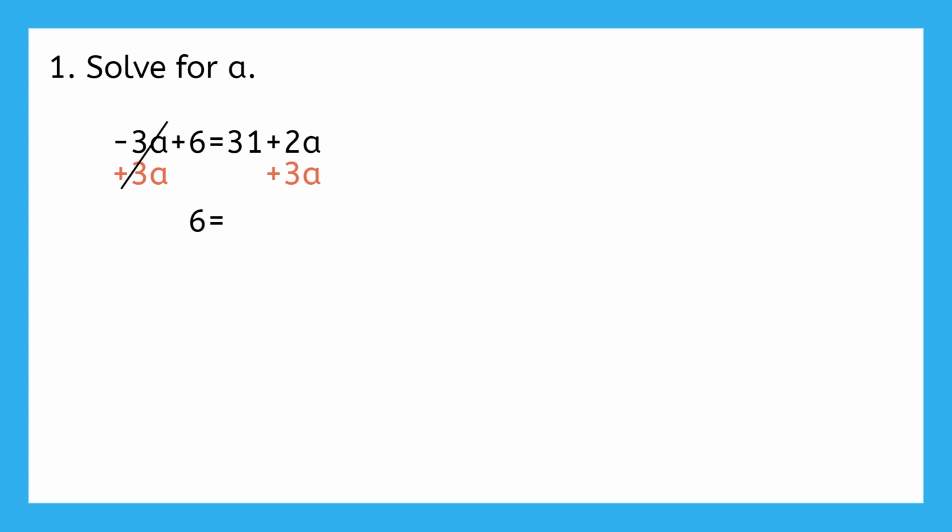On the right, I will combine my like terms, so 2a plus 3a makes 5a, and then the 31 just comes down because we haven't touched it. Now this looks like the kind of two-step equation that we're comfortable with. Pause the video here to finish this one on your own.